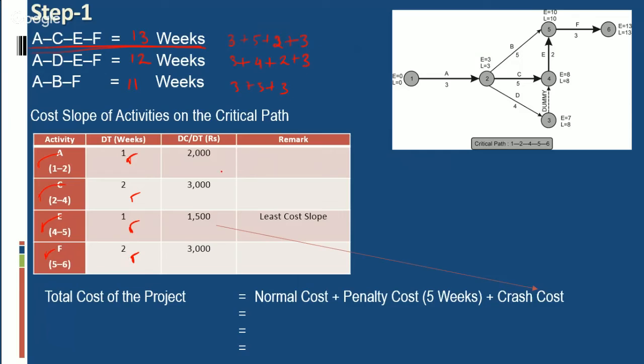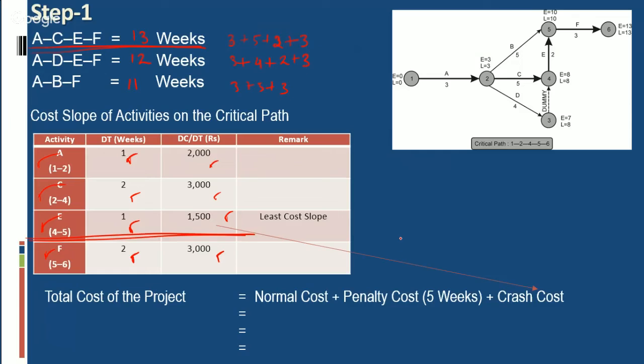And the cost slope for activity A is 2,000, activity C is 3,000, activity E is 1,500, and activity F is 3,000. We will crash the activity with the least cost slope, and we have the least cost slope in activity E. But maximum crashing is possible by 1 week.